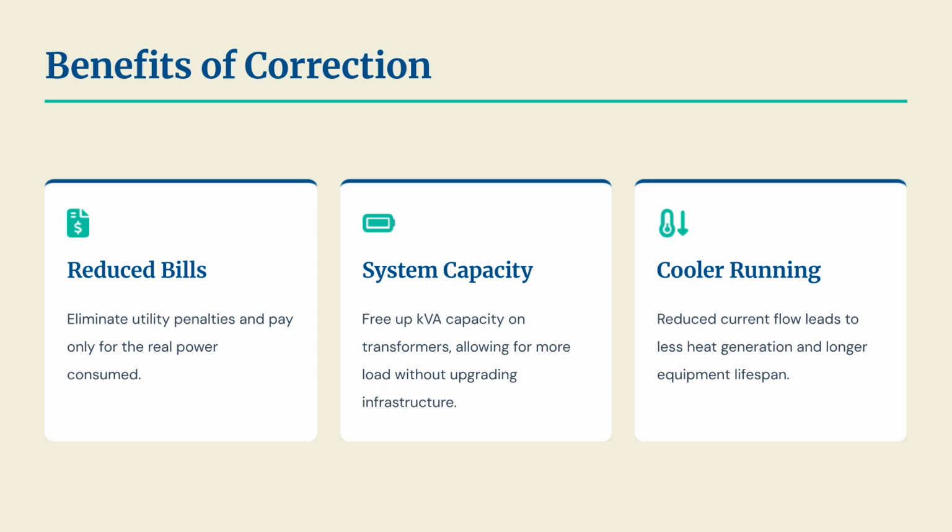The benefits of correction include reduced bills by eliminating utility penalties. It increases system capacity and leads to cooler running equipment, extending its lifespan.